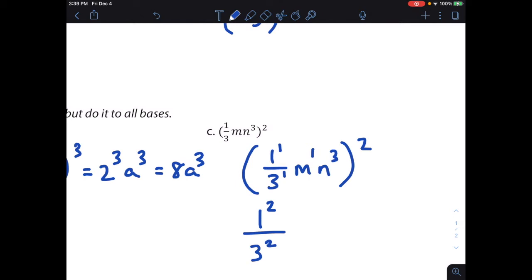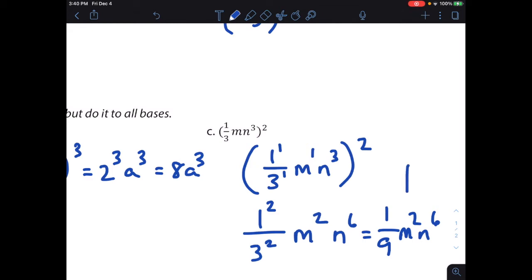So we have 1 squared over 3 squared, and then we have m squared. And this is where it's hard to come up with the term, but it's 3 times 2 is 6, so we just say n to the 6th power. Okay, and then we can simplify this a little bit because we have numbers with exponents. Well, 1 squared is just 1. 3 squared is 9. So we have 1 m squared n to the 6th. Okay, so there we go.